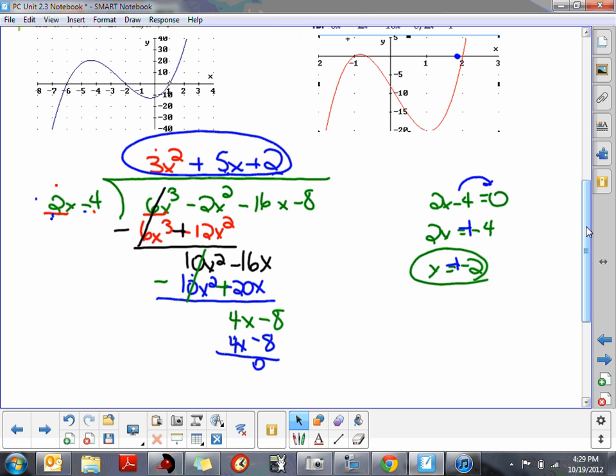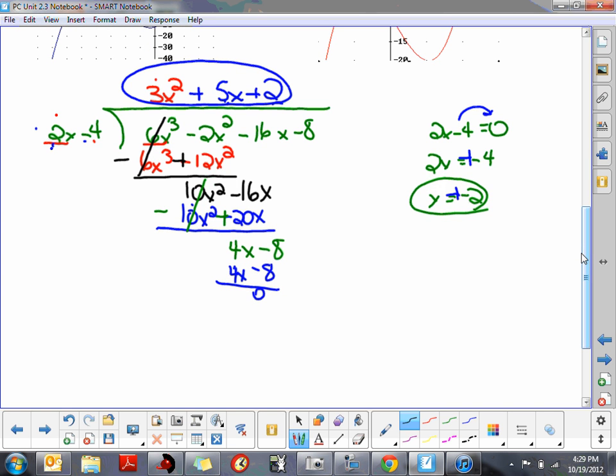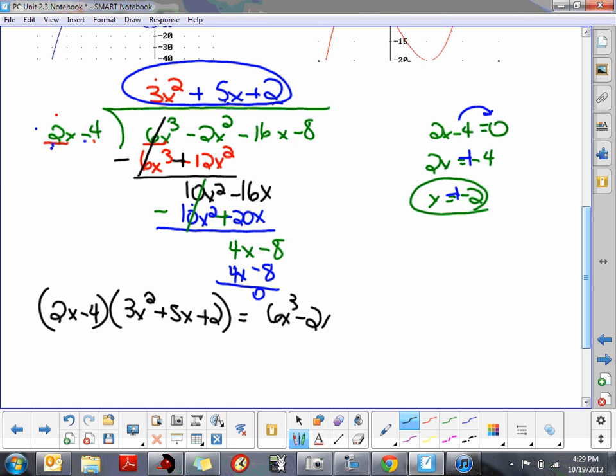So we're supposed to continue with this factorization, because what we've found right now is that if we take 2x minus 4 and divide it into 6x cubed minus 2x squared minus 16x minus 8, we now have 2x minus 4 as a factor. The other factor is a 3x squared plus 5x plus 2. If we multiply these two together, it should give us exactly what we started with again. 6x cubed minus 2x squared minus 16x minus 8. The only problem is that this one is not completely factored, and I would argue that this one isn't completely factored. They gave us one that wasn't.